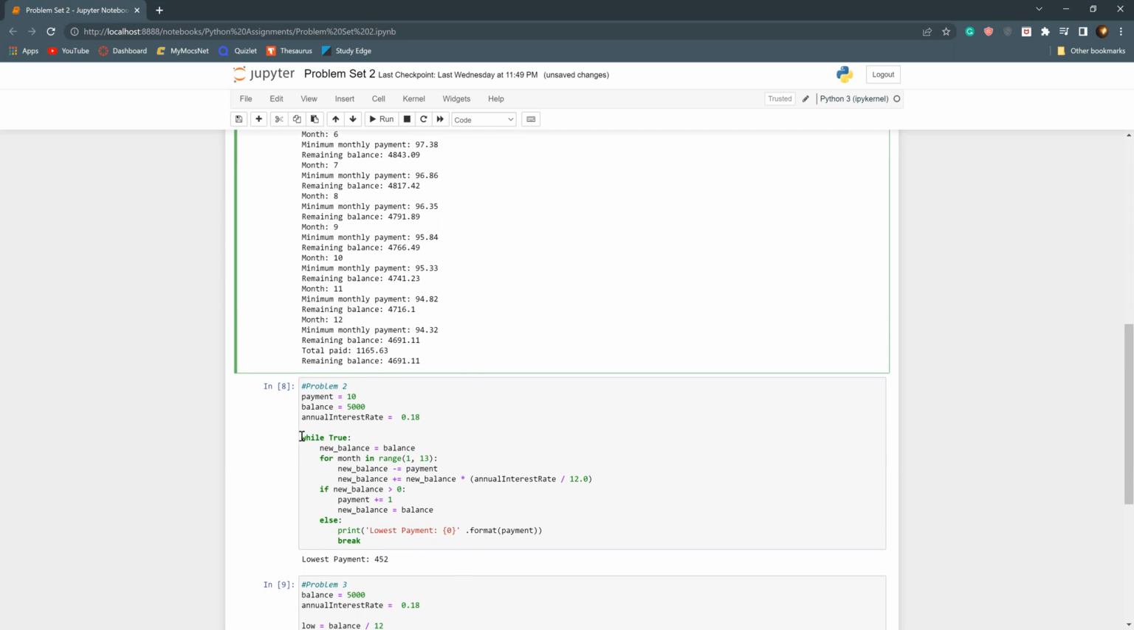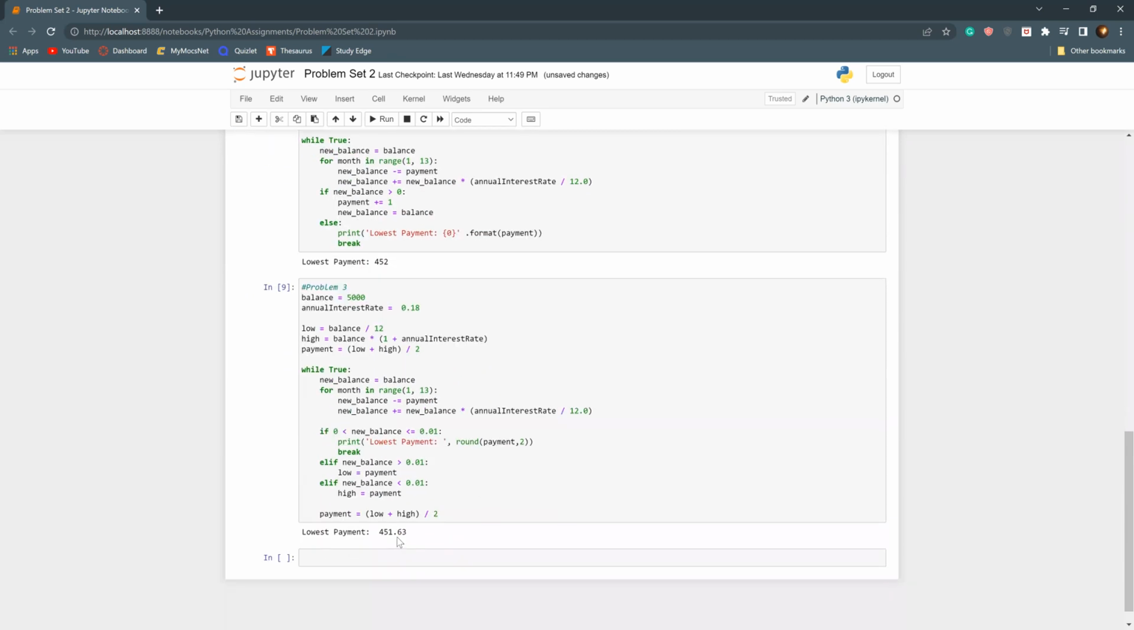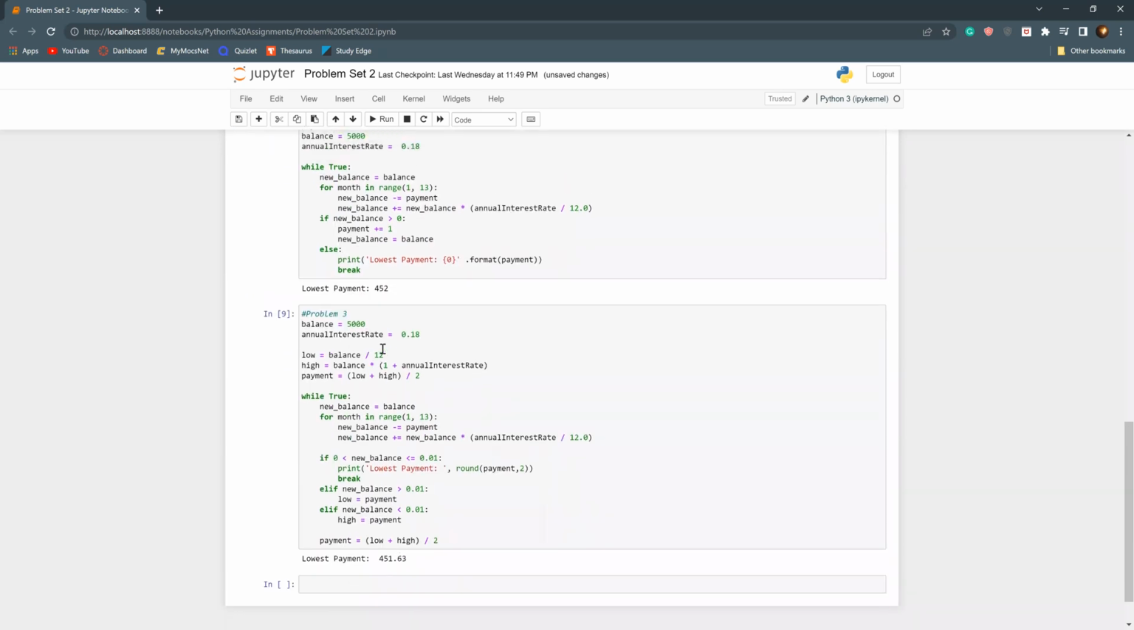And so we're having a while statement, having a Boolean value be true. So while this entire thing remains true, we're going to calculate this formula using the for and if and else statements. And then it's going to break that off. And so right here, we get the lowest payment being $52.